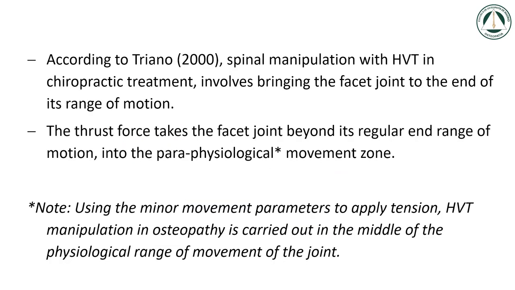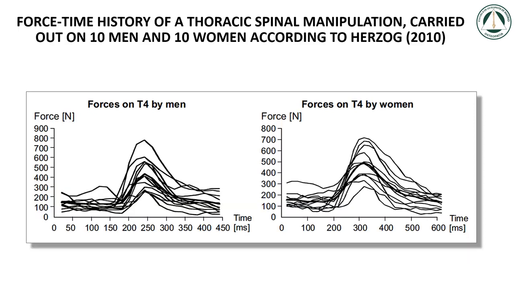According to Triano, 2000, spinal manipulation with HVT in chiropractic treatment involves bringing the facet joint to the end of its range of motion. The thrust force takes the facet joint beyond its regular end range of motion, into the paraphysiological movement zone. Note: using the minor movement parameters to apply tension, HVT manipulation in osteopathy is carried out in the middle of the physiological range of movement of the joint. According to Herzog, 2010, the force applied during a manipulation is similar for men and women.